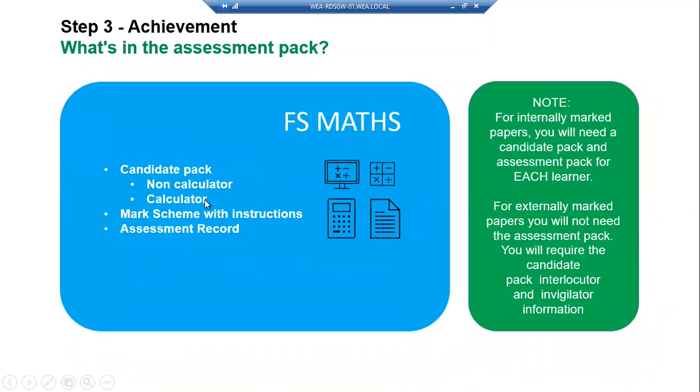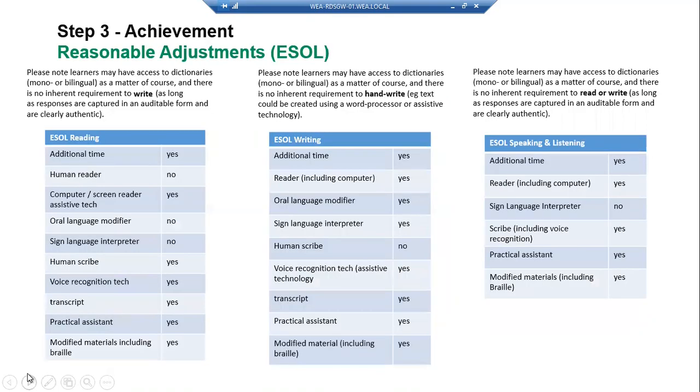I will add in there a simple calculator because that's the detail we've missed. I've also included in here a list of reasonable adjustments. This is all taken from the qualification handbook from City and Guilds.